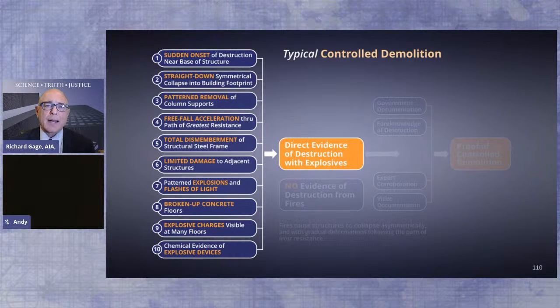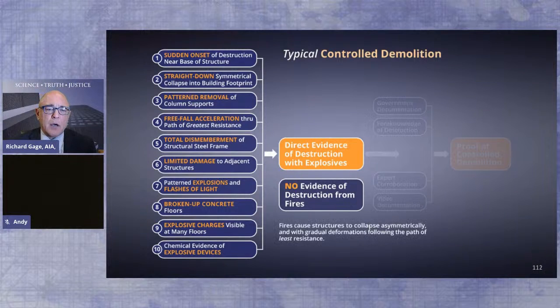All this is direct evidence of destruction with explosives. Fire doesn't create any of these features, let alone all of them. Fire causes structures to collapse asymmetrically with gradual deformations, following the path of least resistance, i.e. they'll typically fall over if they get started and collapse a building.